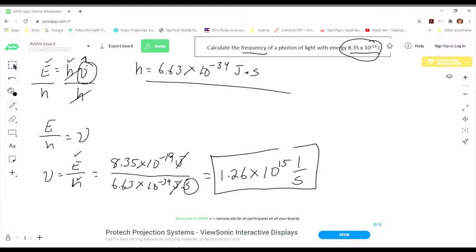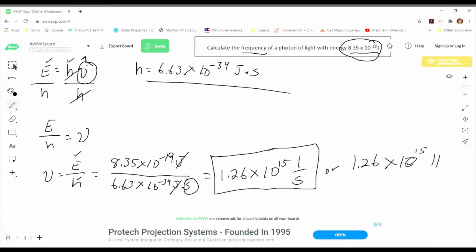That's my frequency: 1.26 times 10 to the 15th waves per second, or I can even write it as 1.26 times 10 to the 15th hertz. That'll also work.